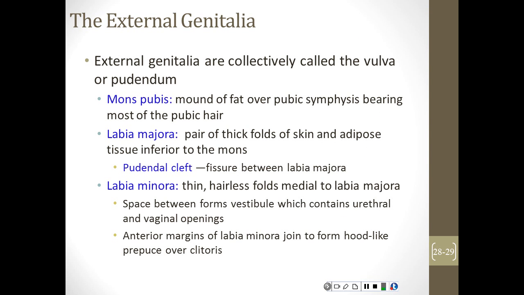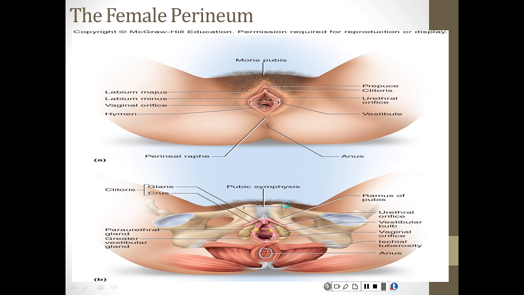Okay, now the mons pubis consists mainly of an anterior mound of adipose tissue outlining the pubic symphysis, bearing most of the pubic hair. The labia, let me see if I have a picture of it. Oh, let me go a little further. There we go. Here is our mons pubis. This is where we find the pubic hair, and of course it is surrounded by adipose tissue.